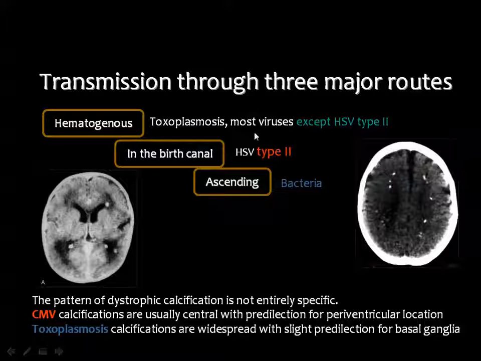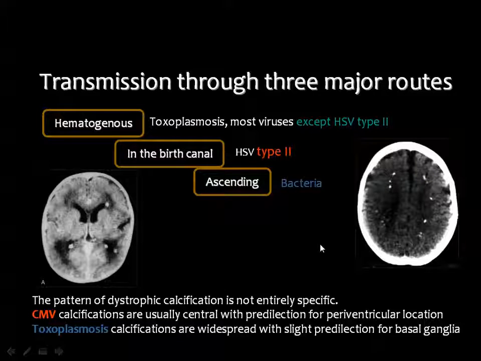Then we should know that the toxoplasma and most of the viruses, except the herpes simplex type 2, are usually transmitted through the blood by hematogenous transmission. Then the herpes simplex type 2 is usually transmitted in the birth canal, and most of the bacteria are transmitted by ascending infection. And there are some rules which are not that firm.